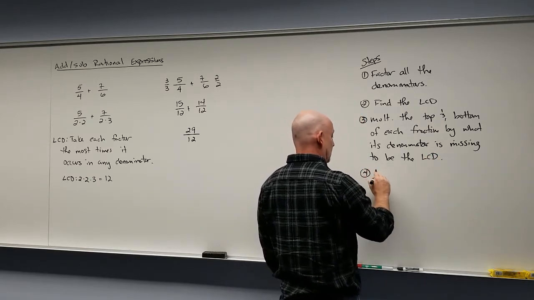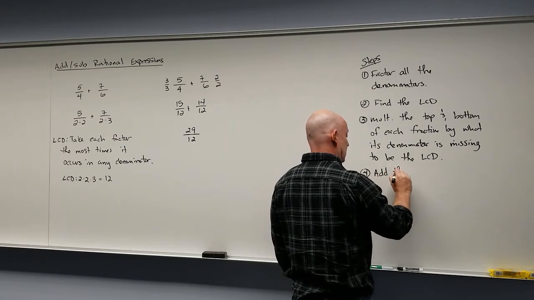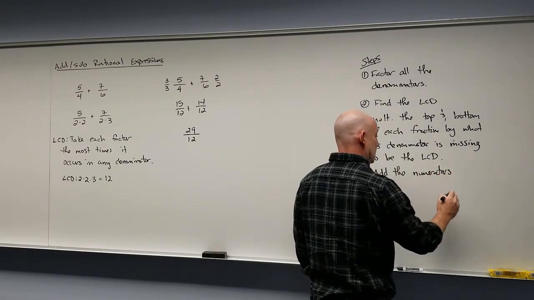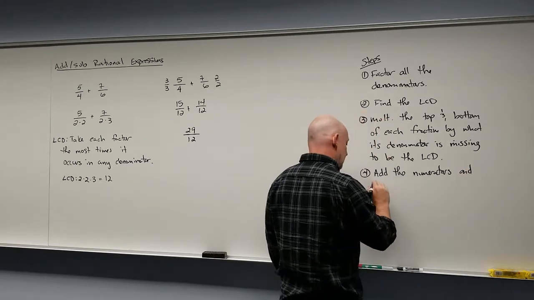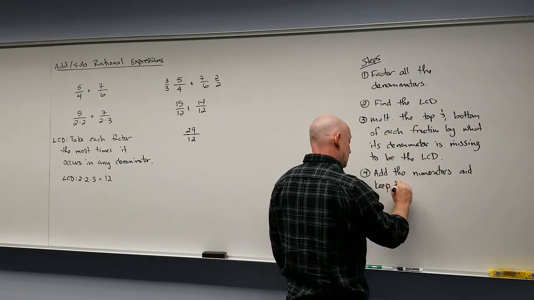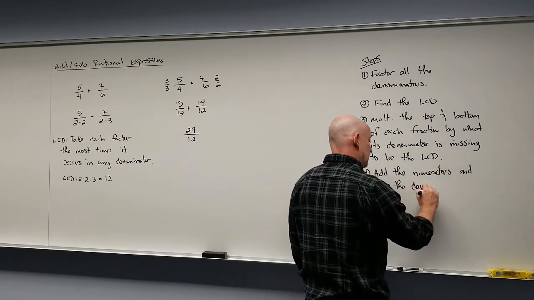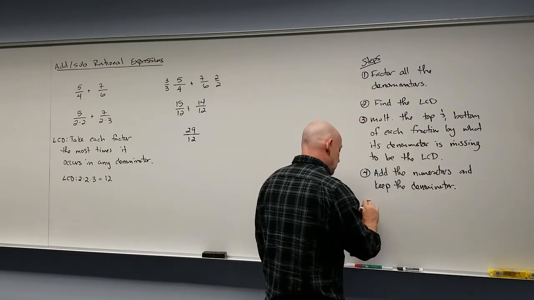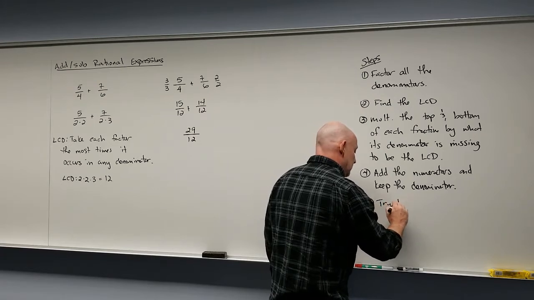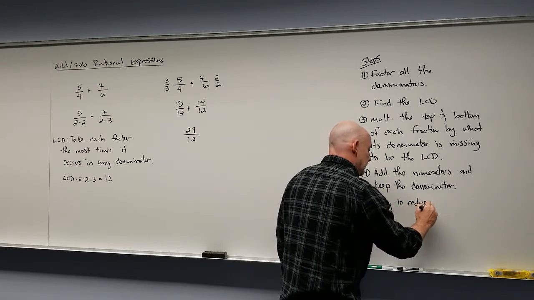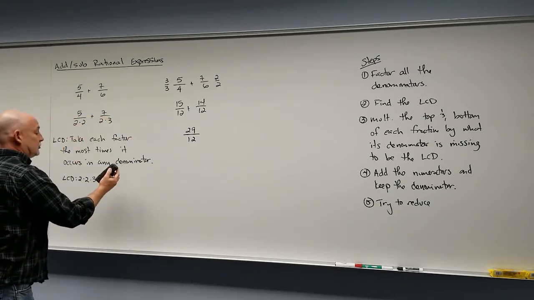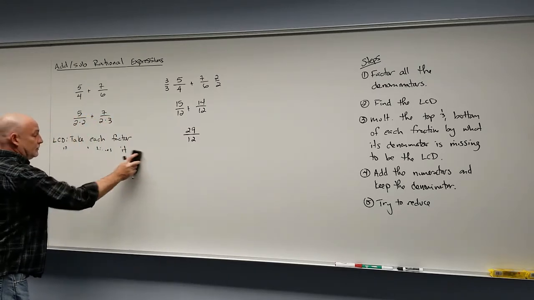Step 4, add the numerators and keep the denominator. And last thing you want to do, let's see if we can reduce these things. All right, so let's go back and try this with variables now.